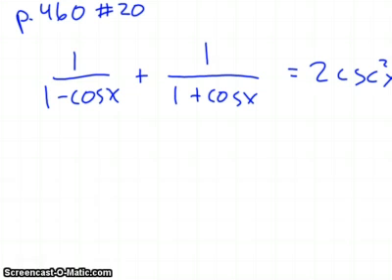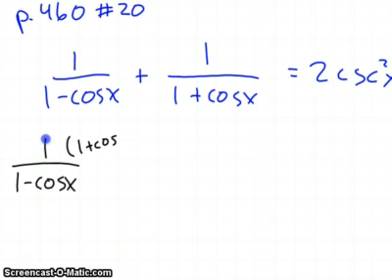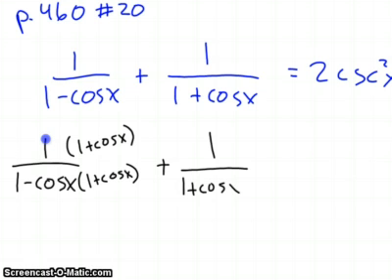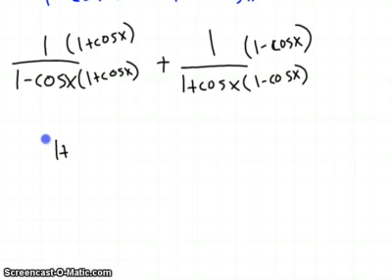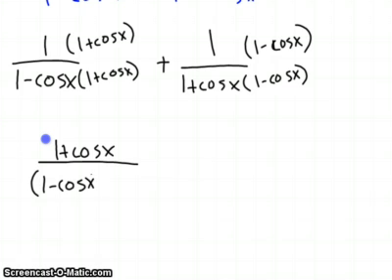So I've got cosines, I've got fractions, I need to combine them. So let's give them a common denominator. So let me first take this. This needs the factor 1 plus cosine of x. And it would be the same as this if this had a 1 minus cosine of x. So multiplying top and bottom of these fractions by what I want. Okay, that gives me 1 plus cosine x over this 1 minus cosine x times 1 plus cosine x.